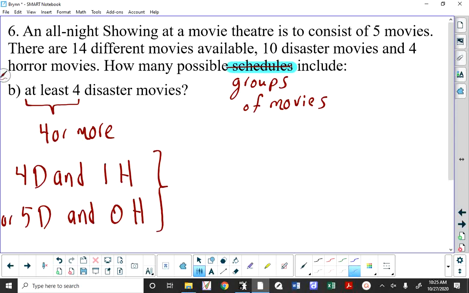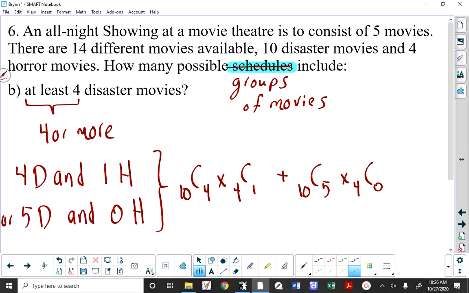And we're just going to piece this together with the combination notation. 4 disaster movies would be 10 choose 4, multiplied by 1 horror movie, there are 4 horror movies to choose from. We're going to choose 1. Or that means we add 5 disaster movies. Well, we have 10 disaster movies to choose from, and we're going to choose 5. And we have 4 horror movies, and we're going to choose 0.